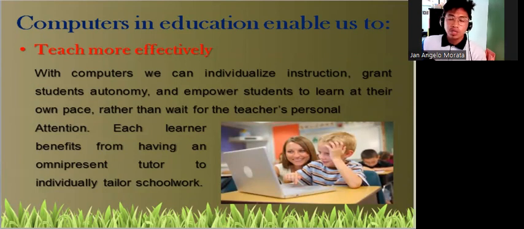Example sa math, processing yung mathematics sa pag-solve. May isang part lang ng solusyon na hindi mo na-explain ng malinaw, so damay-damay na lahat yan. So make sure na comprehensive and clear yung ating mga lectures. Okay? So each learner benefits from having an omnipresent tutor to individually tailor schoolwork. So that's it.